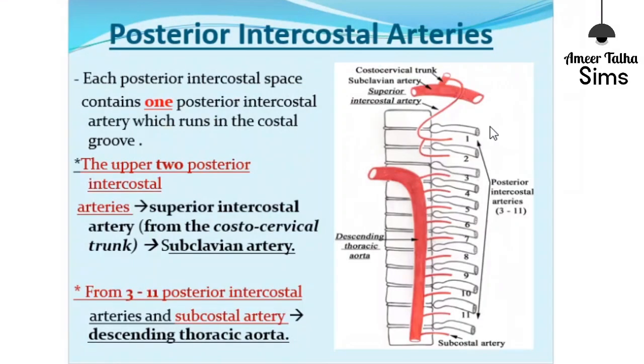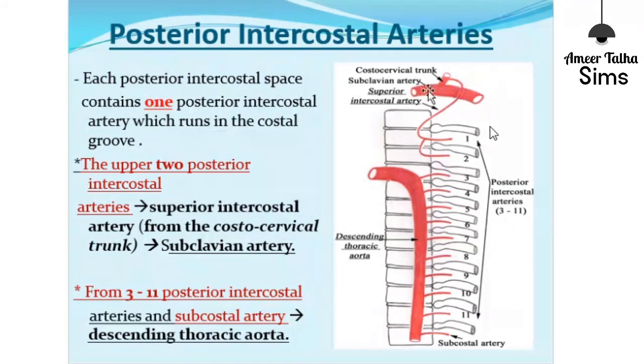Next, we have posterior intercostal arteries. Each posterior intercostal space contains 1 posterior intercostal artery. So anterior intercostal space में 2 anterior intercostal arteries हैं, जबकि posterior intercostal space में we have 1 posterior intercostal artery. Right? The upper 2 posterior intercostal arteries, they originate from the superior intercostal artery, which is the branch of the subclavian artery. ये देखो.